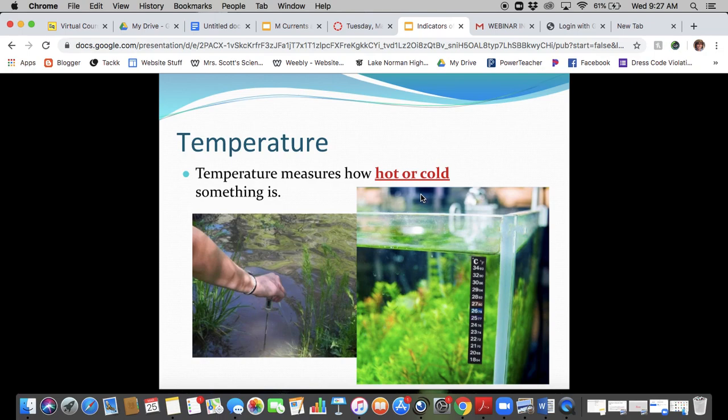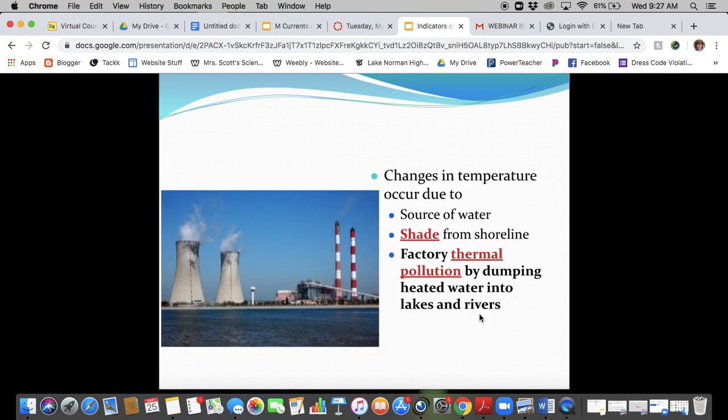All right, you probably had this on a fish tank, especially if you have a tropical fish tank. This little thermometer tells you how hot or cold something is. So how do we change it? How do we change the temperature of the water? Well, the source of the water changes the temperature. So if it's from a high elevation, somewhere up in the mountains, it might be colder. We don't really change that.